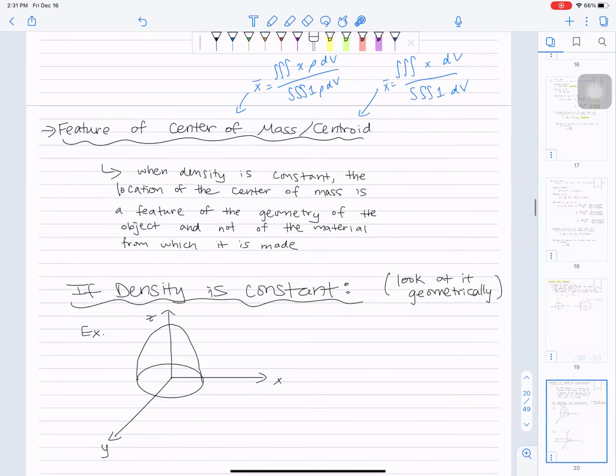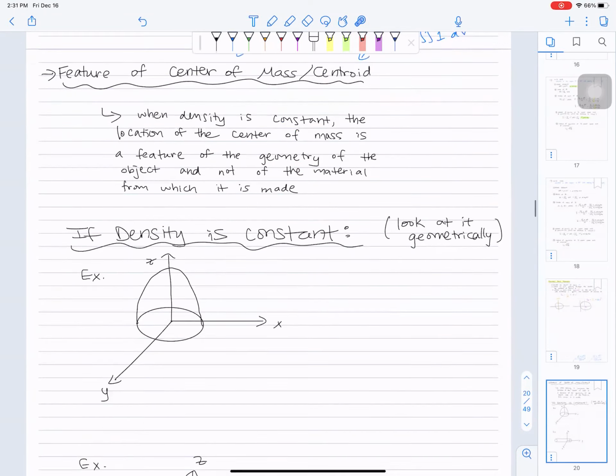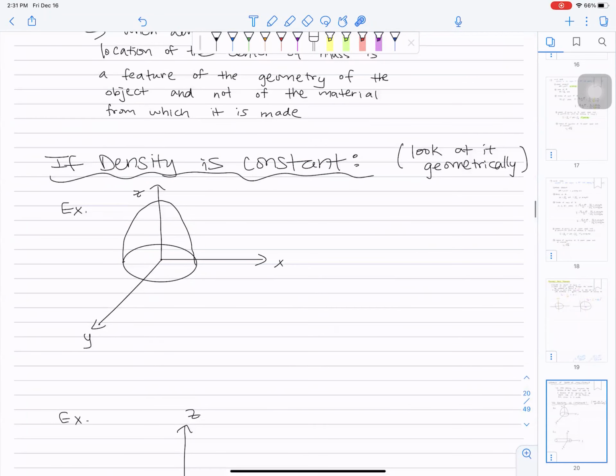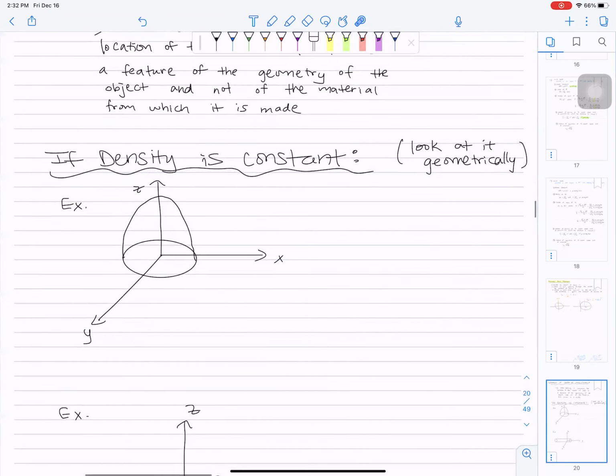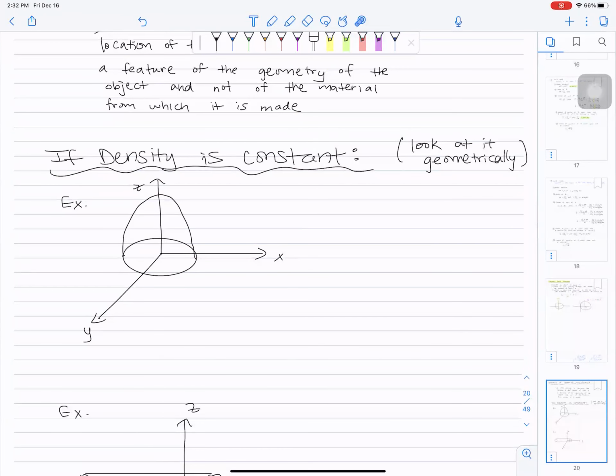And so if we're trying to find the center of mass, that's like a feature of geometry. So we don't really have to do any calculations necessarily unless they are definitely needed. In general, we can instead look at the shape. So for example, we have this paraboloid, and we want to find the center of mass, assuming density is constant.